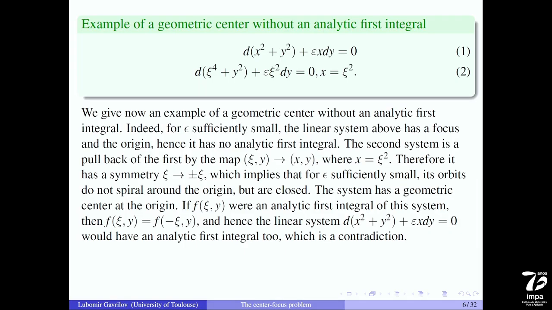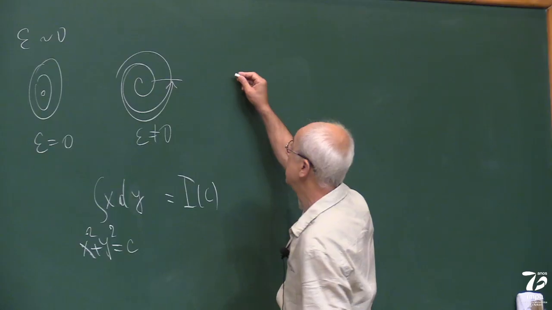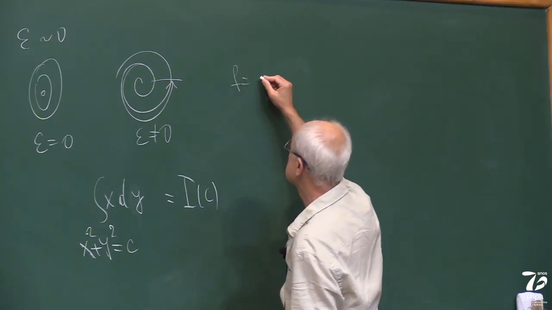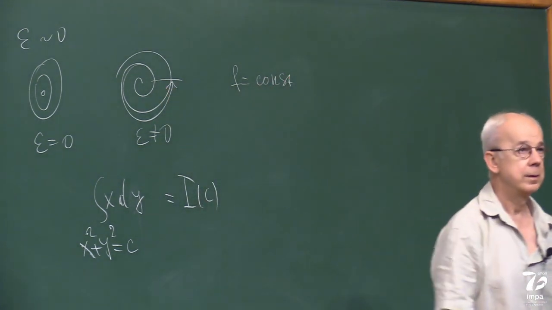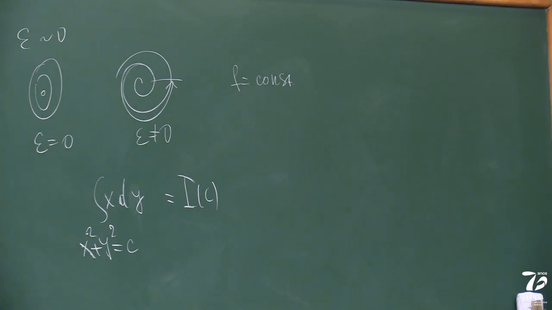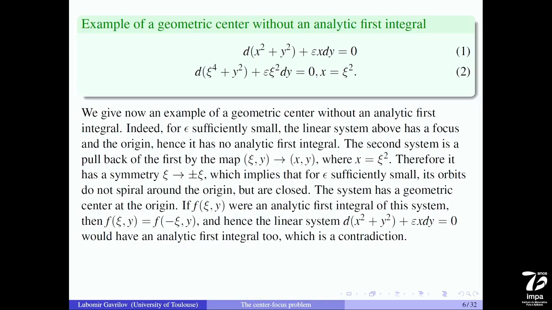And if it is not a center, it has no first integral, analytic at least. It has no analytic integral because the level set of an analytic function like f equal to some constant cannot be a spiral. It's easy to justify more rigorously than that. It cannot be an analytic first integral. So it is not a center, at least in the sense of the analytic definition of center. There is no analytic first integral.